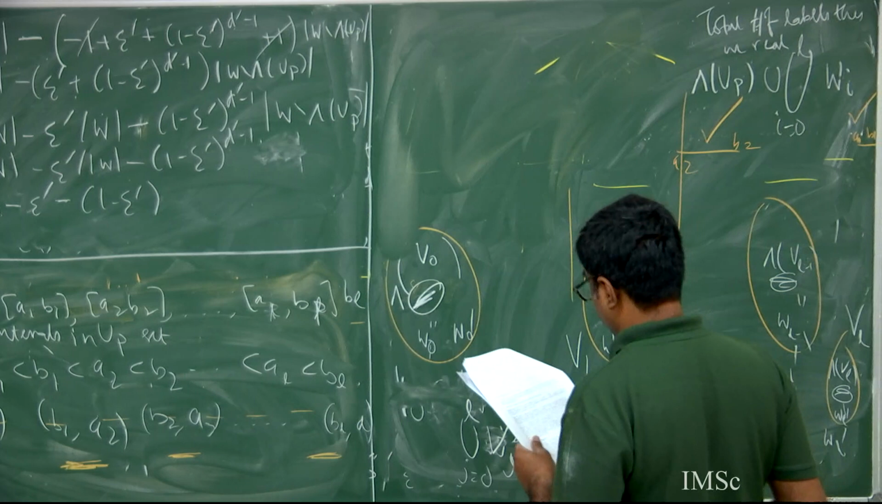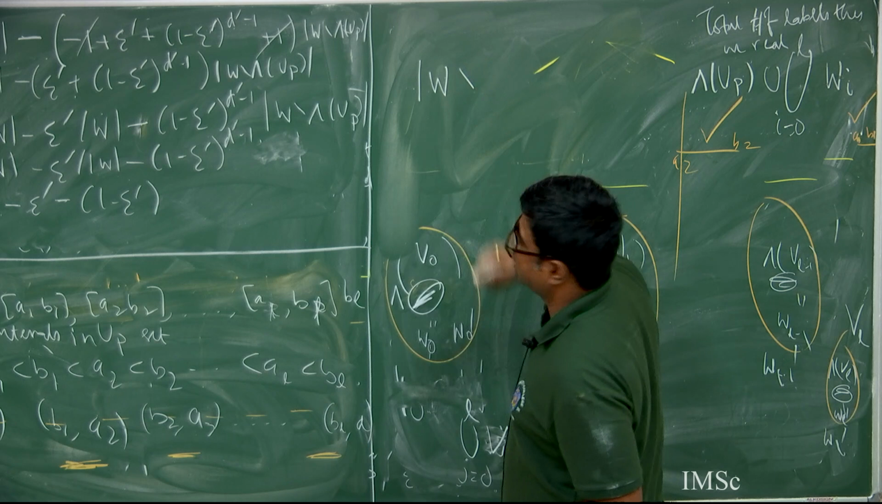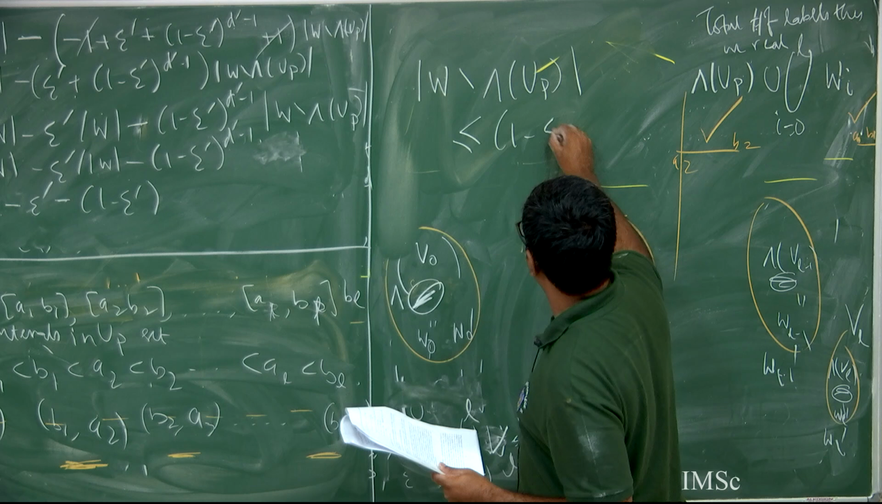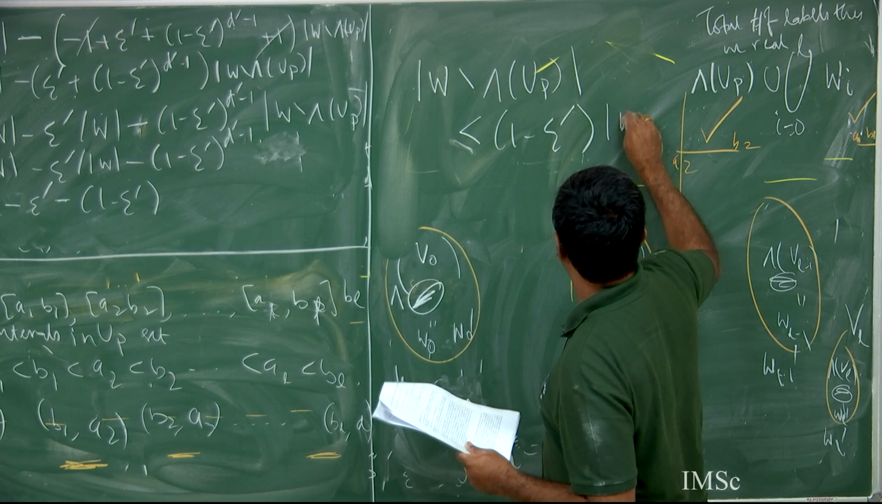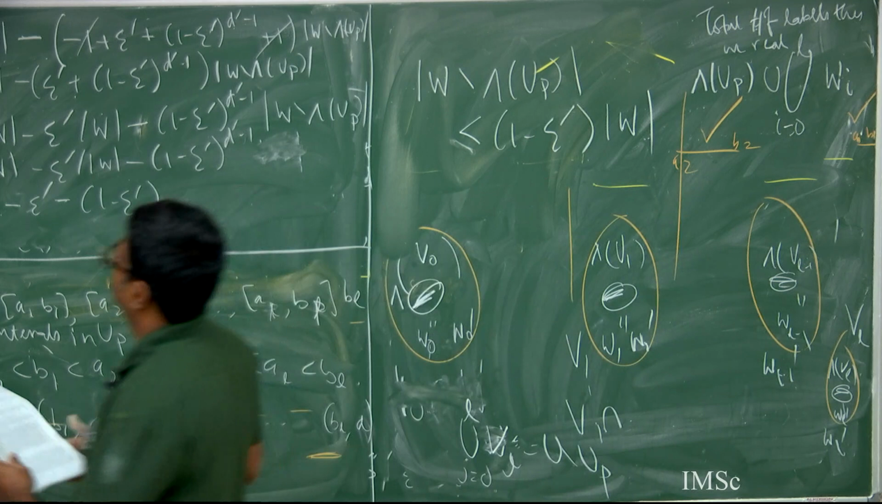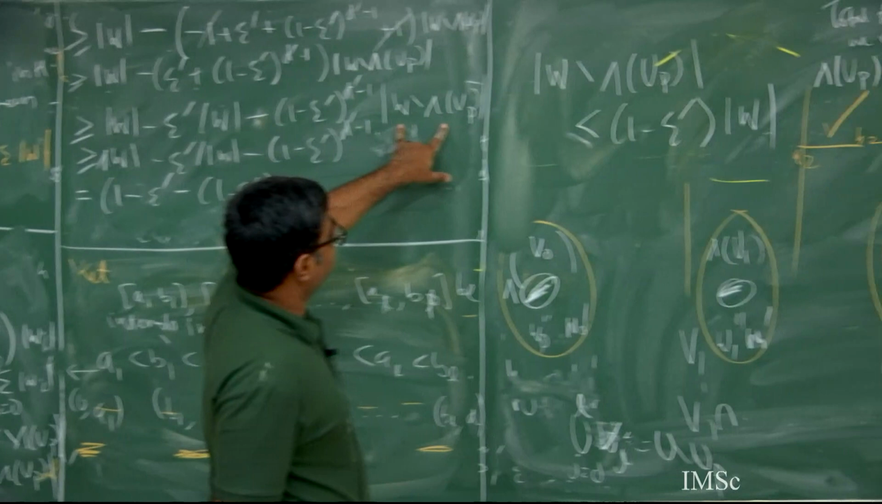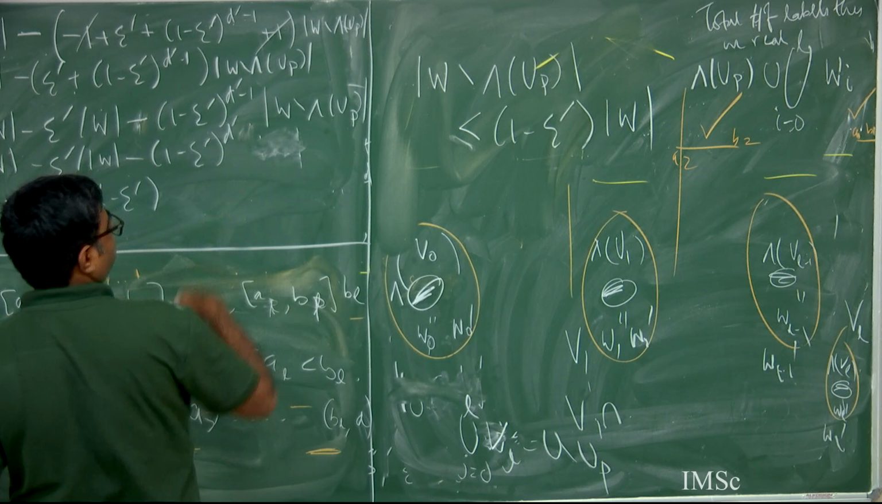What I want to say is, this is where we use the fact that W minus delta times up is less than or equal to, these are the rich labels. The number of rich labels is strictly bounded by this. The number of rich labels is less than 1 minus epsilon prime W. This is why we are doing all this, so we should use it somewhere. So this is less than or equal to this. Now if I do this, then this is W, like I got rid of minus 1.